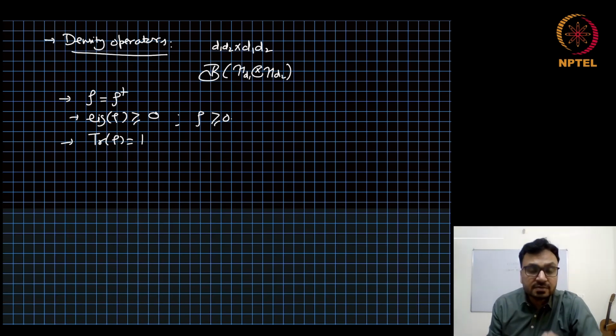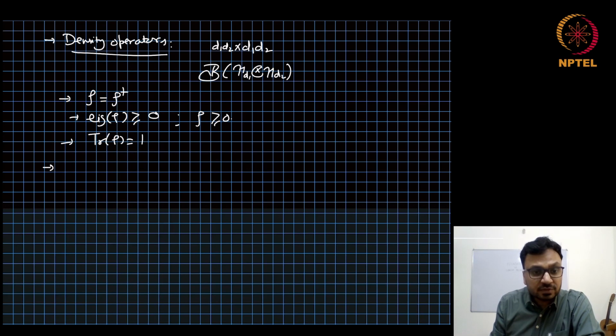So it does not matter what kind of quantum system we are considering. It's composite, it's pure, it's entangled, whatever it is. If there is a density operator, it has to satisfy these three conditions. And any matrix which satisfies these three conditions is a bona fide density matrix of a quantum system.